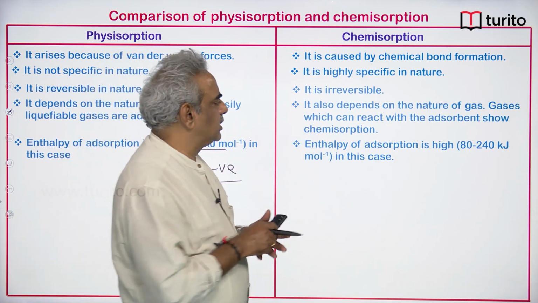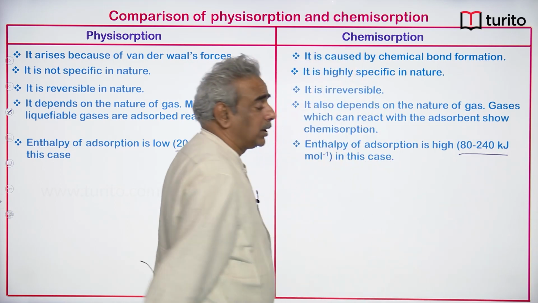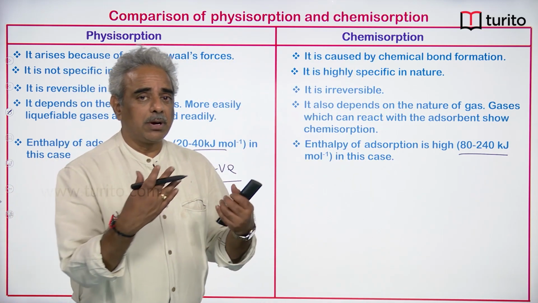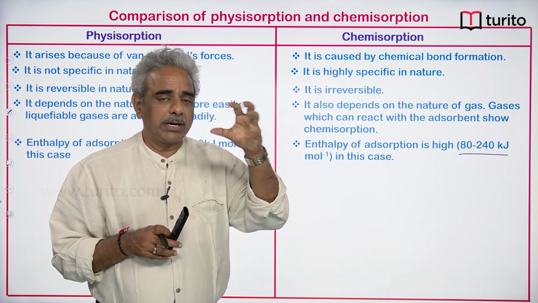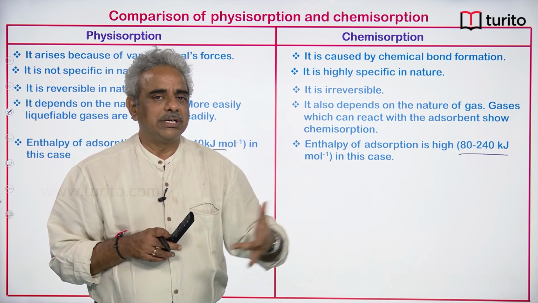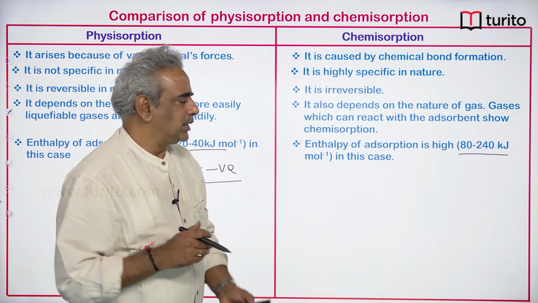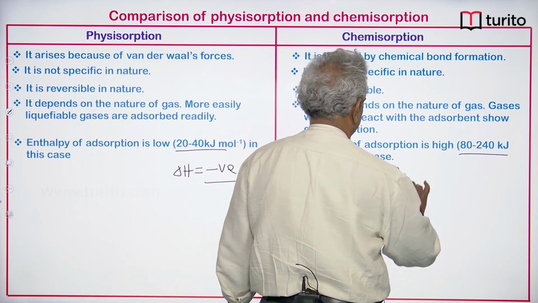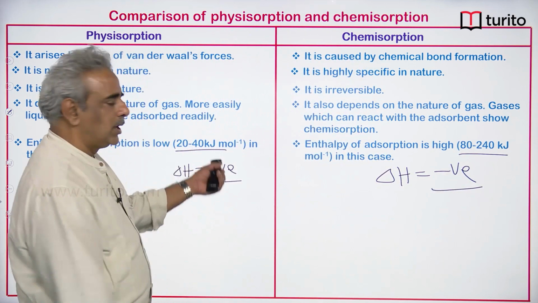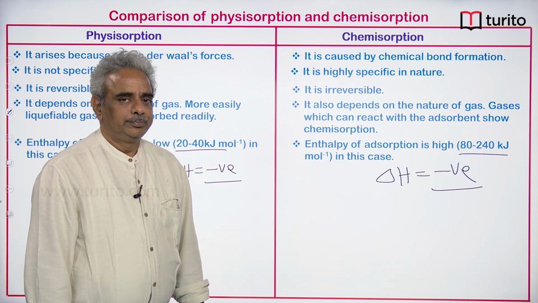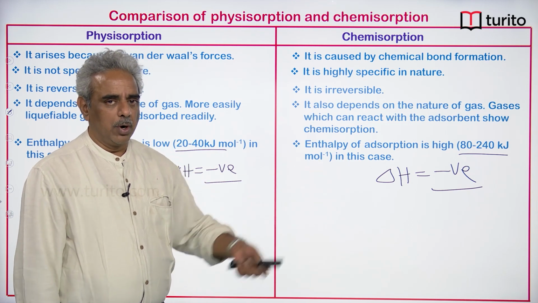Coming to chemisorption, you see the values 80 to 240 kilojoules, because it is a chemical bond. Because it is a chemical bond, the attraction is strong, more energy is lost. So, delta H is negative here also, but this is more negative, this is less negative, van der Waals force and a chemical bond.